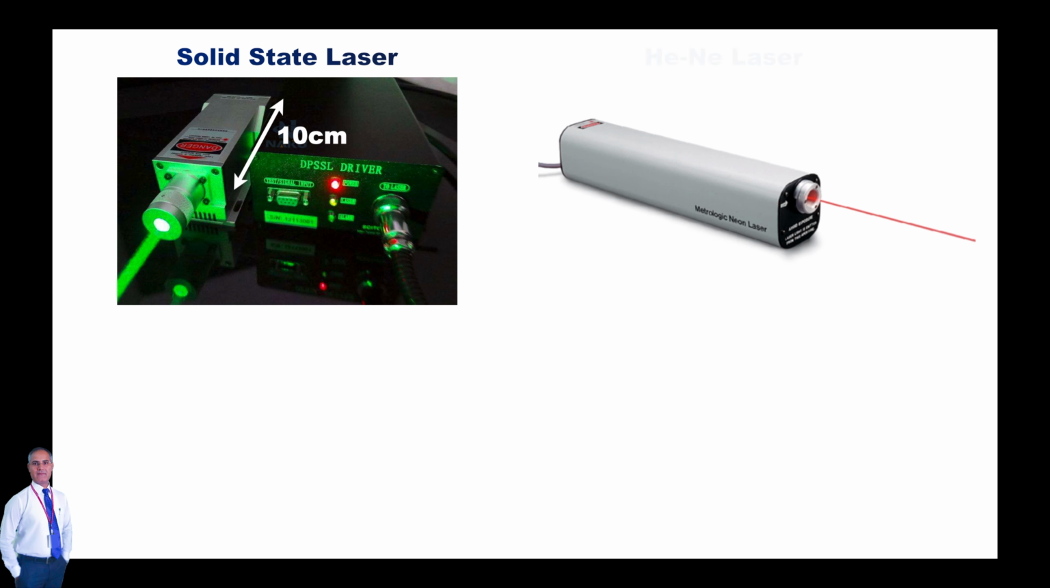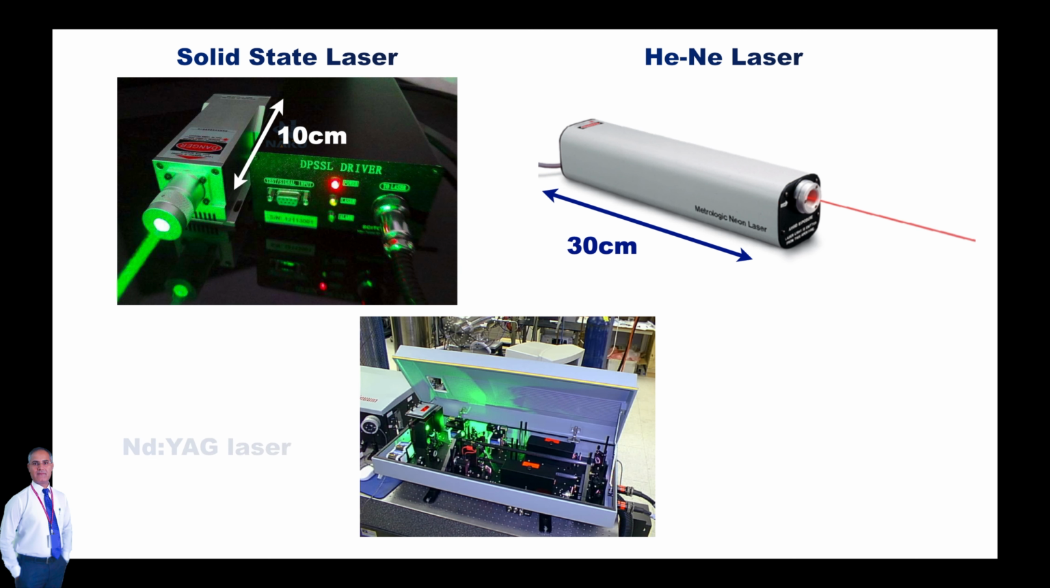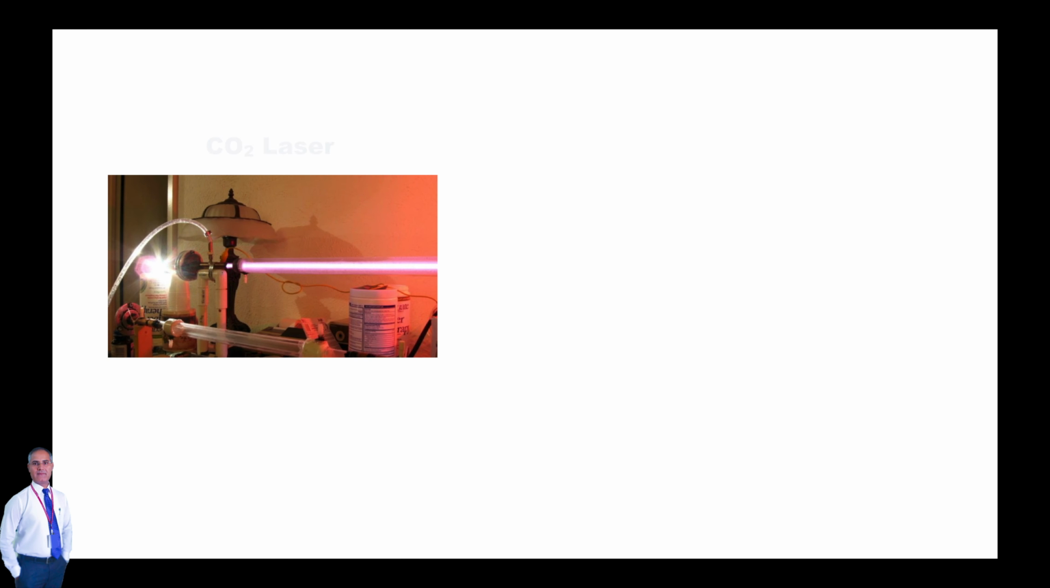The science of laser is strongly related to types of conventional lasers such as solid state laser with size about a few 10 centimeters, helium neon gas laser with size about 30 centimeters, Nd-YAG laser with size about 60 centimeters, CO2 gas laser with size about 100 centimeters, and lasers for satellite communication with size around 100 meters.